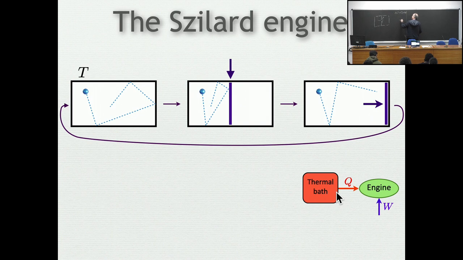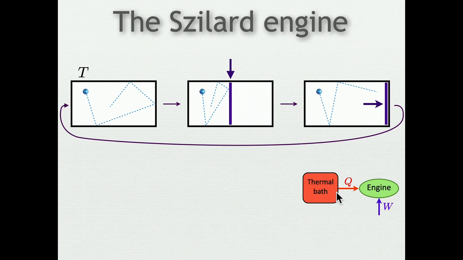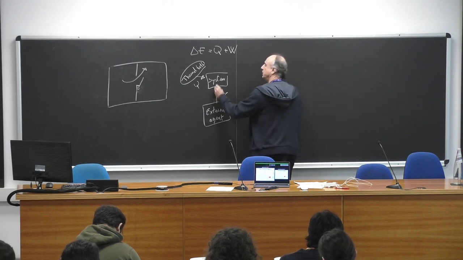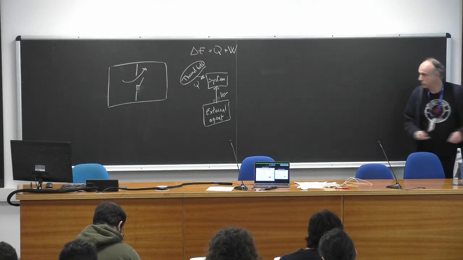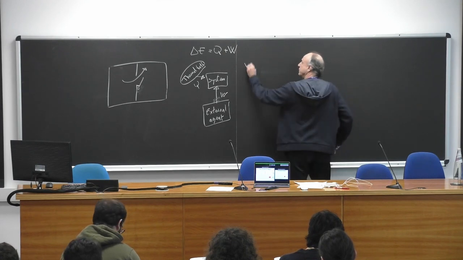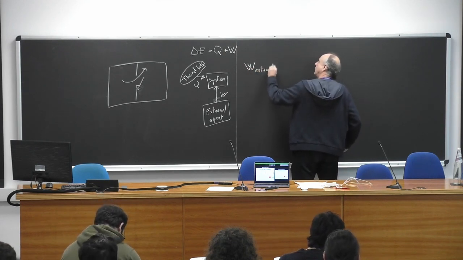This is for a system which is in contact with the thermal bath. If Q is negative, the system is dissipating heat. If Q is positive, the system is absorbing heat. And this is the external agent. The exchange of energy between the system and the external agent is work. This is the convention of science, and with this convention, the extracted work is minus work.